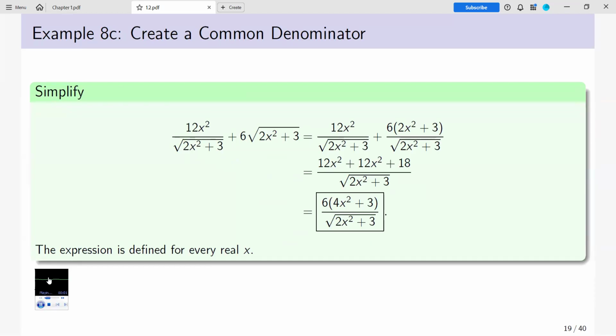Rewrite the radical term using the common denominator square root of 2x squared plus 3. Because the quantity under the radical is always positive, every real x is allowed.